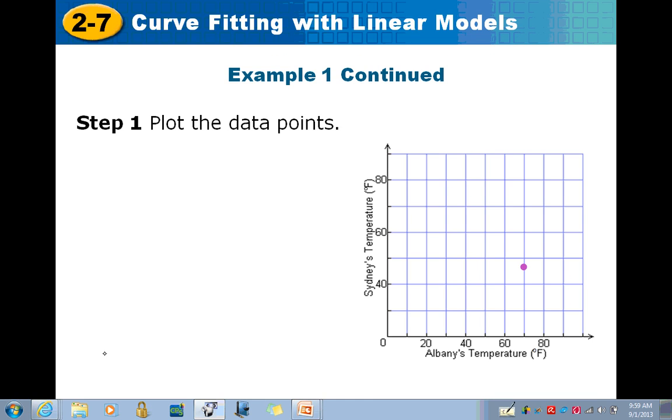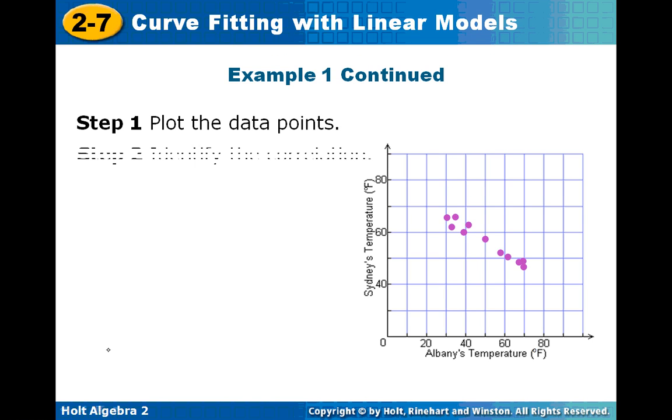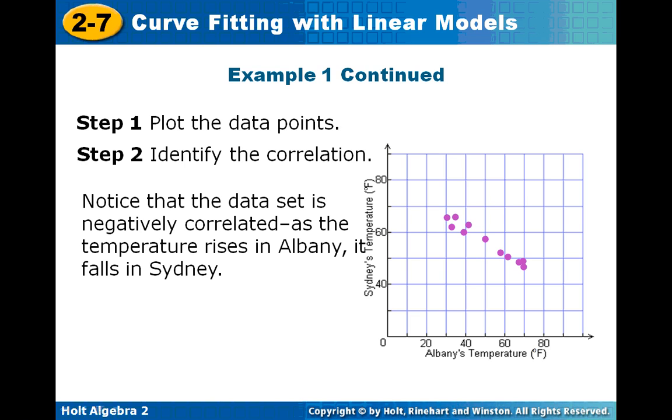First, we plot the data points. And they sort of pop in. And we notice that the data set is negatively correlated. As the temperature rises in Albany, it falls in Sydney. When those people in Albany turn up the heat, it gets colder in Sydney. The poor people in Sydney have to buy sweaters.